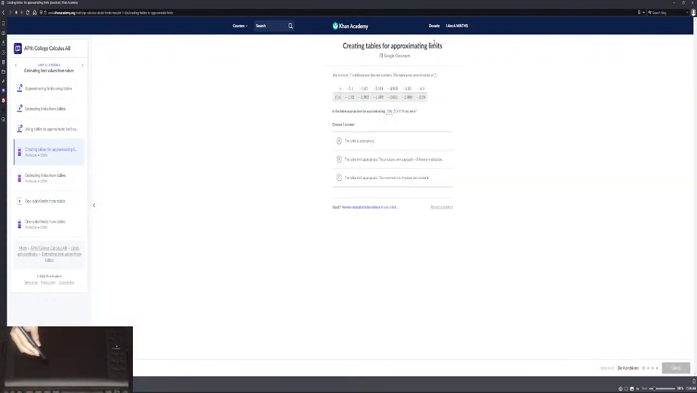Creating tables for approximating limits. So the table is always appropriate if the x values aren't constant and the limit is being approached from both directions. So they aren't constant and the limit is being approached from both directions. So the table is appropriate.